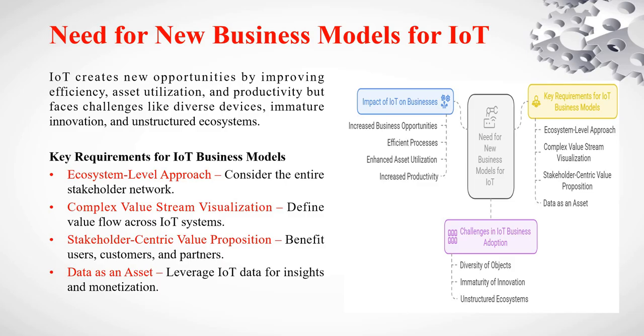And the key requirements for IoT business models are the ecosystem level approach, where IoT businesses must look beyond their company and consider their entire network, including suppliers, partners, and the regulators. Second is complex value stream visualization, where the business model should define how value flows across the entire IoT ecosystem. And next is the stakeholder centric value proposition. Here, it must benefit all the key stakeholders, including the users, customers, and the partners.